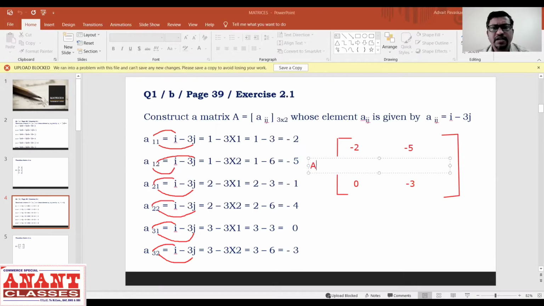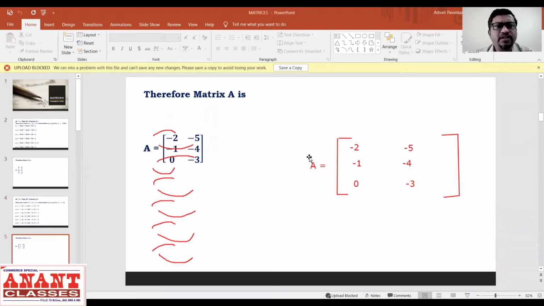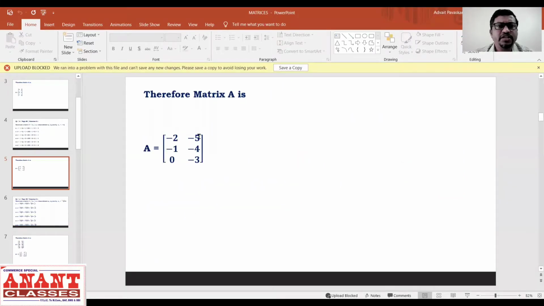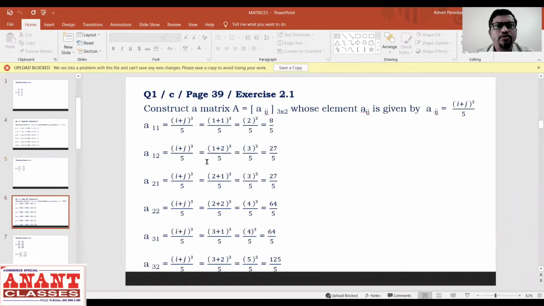Here matrix A is equal to, your answer has come. How you have to present the answer? You have to present the answer like this: A is equal to -2 -5 -1 -4 0 and -3. So I hope you understood this. Second question also, this is how you have to present the answer for the second question. Now third question, see page number 39 from exercise 2.1.